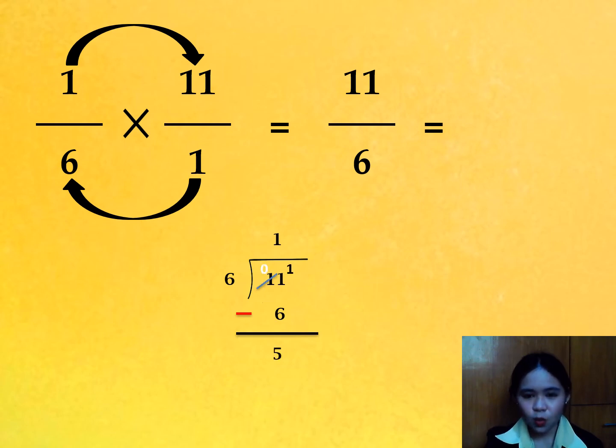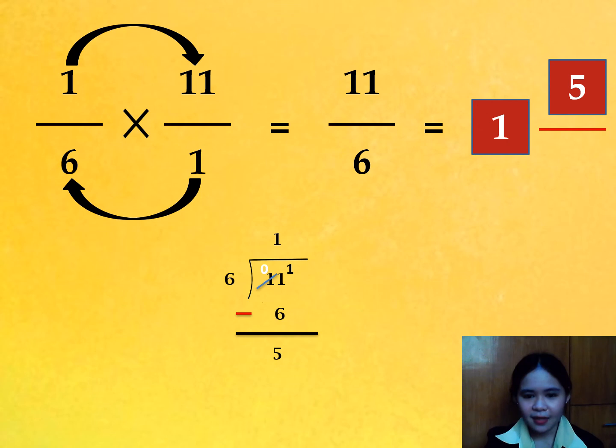So the quotient 1 is the whole number. The remainder, which is 5, is our numerator, and the divisor, which is 6, is the denominator. So the final answer is 1 and 5/6.